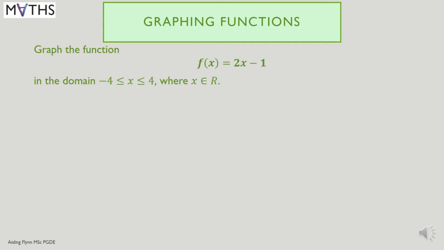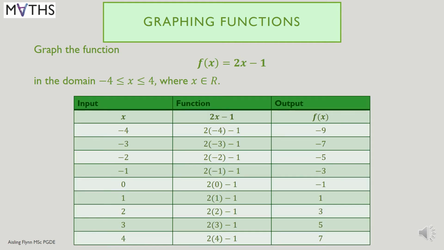Okay, so what does that mean? We're asked to graph the function f of x, so find the outputs for the function 2x minus 1 in the domain. So our inputs will begin at minus 4 and they will finish at plus 4. Okay, and everything in between.